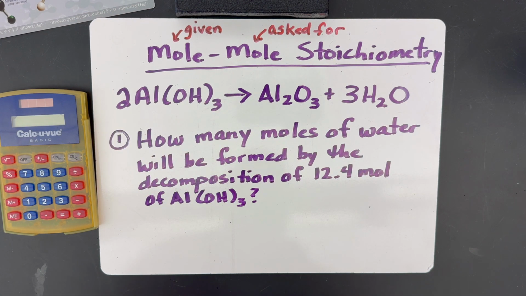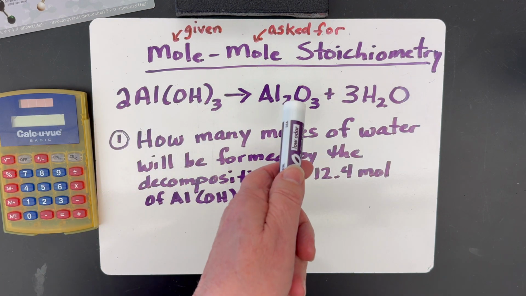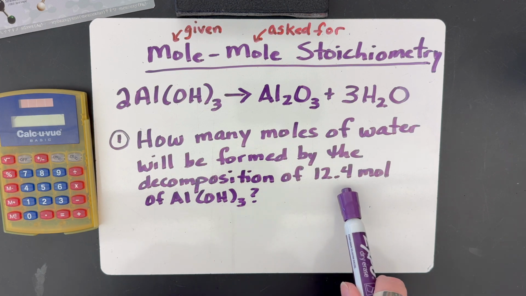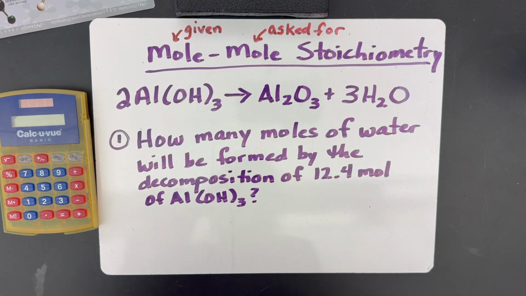Here's our problem that we're going to solve. How many moles of water will be formed by the decomposition of 12.4 moles of aluminum hydroxide? Decomposition just means you have one reactant which is coming apart into two or more products. You always start with what you're given. In this case, we are given 12.4 moles of aluminum hydroxide. So we're going to start with that.